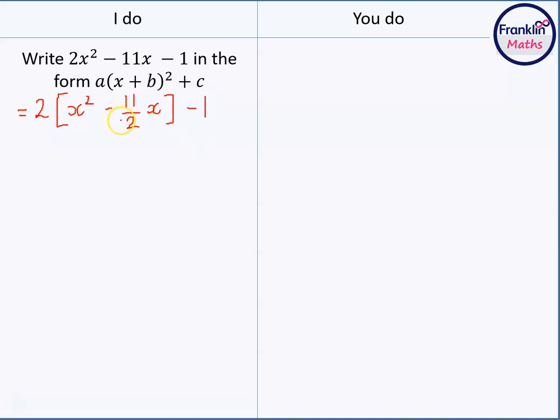Okay, so let's have a look. I haven't changed my method. I've stuck to what I learned from the previous example. So I've taken a 2 out of the first 2 terms. Now, if you don't like me writing 11 over 2, feel free to write that as 5.5. Okay? Stuck to exactly what I know. So I'm going to do what I did on the previous slide as well.